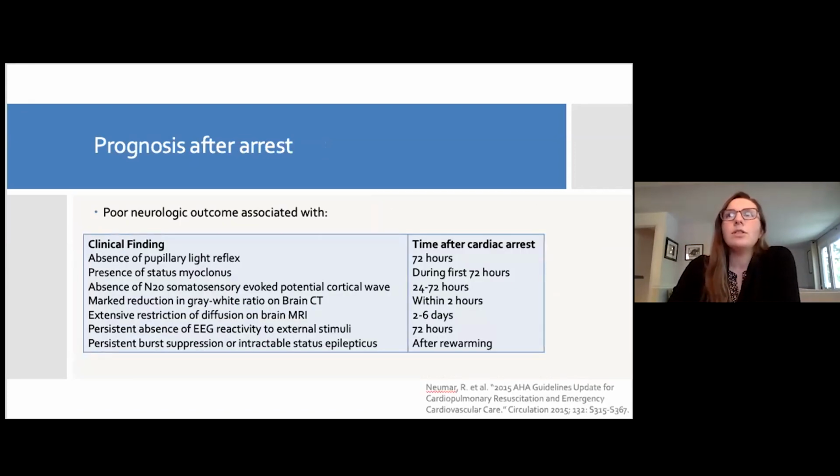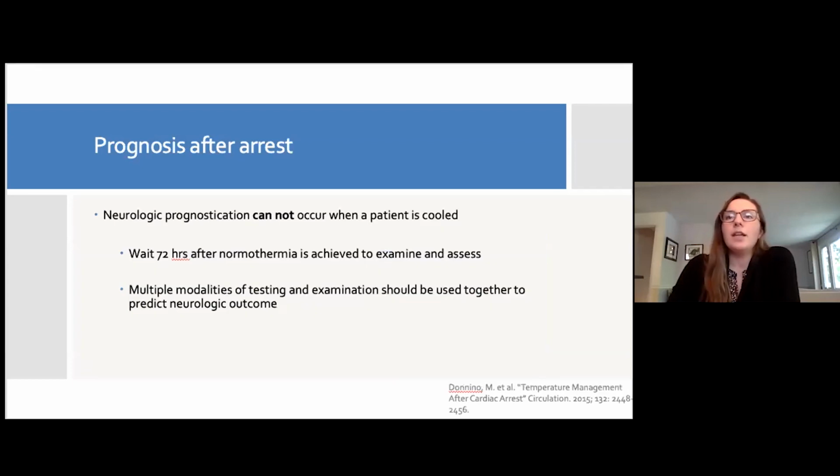Thinking about prognosis after arrest, there's a lot of different markers that we have for poor neurologic outcome, and we can look at these at different time points after an arrest. But the AHA recommendation is to wait 72 hours after normothermia is achieved to examine and assess patients. And additionally, not to use a single modality of testing, but rather multiple modalities of both testing and exam maneuvers to predict neurologic outcomes.